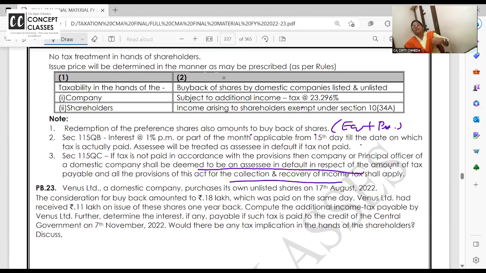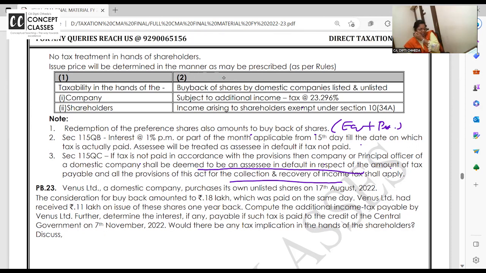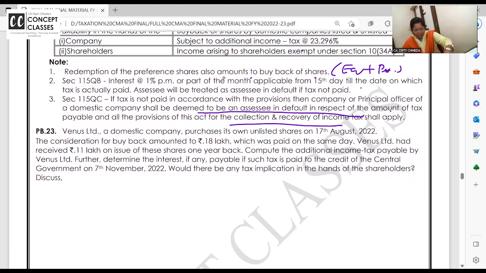We have a chapter called collection and recovery of taxes. So if you are assessee in default, if you are not paying the buyback tax, then the government will collect it. Related to this, one small problem is there, once asked, so printed. Ma'am, they will not ask any other problem related to this. But this interest problem once they have asked, let us do it.